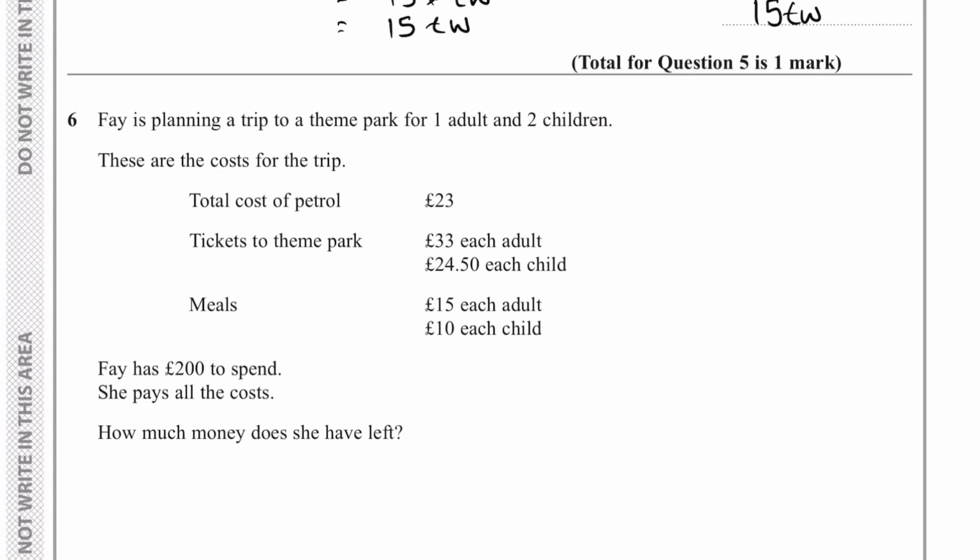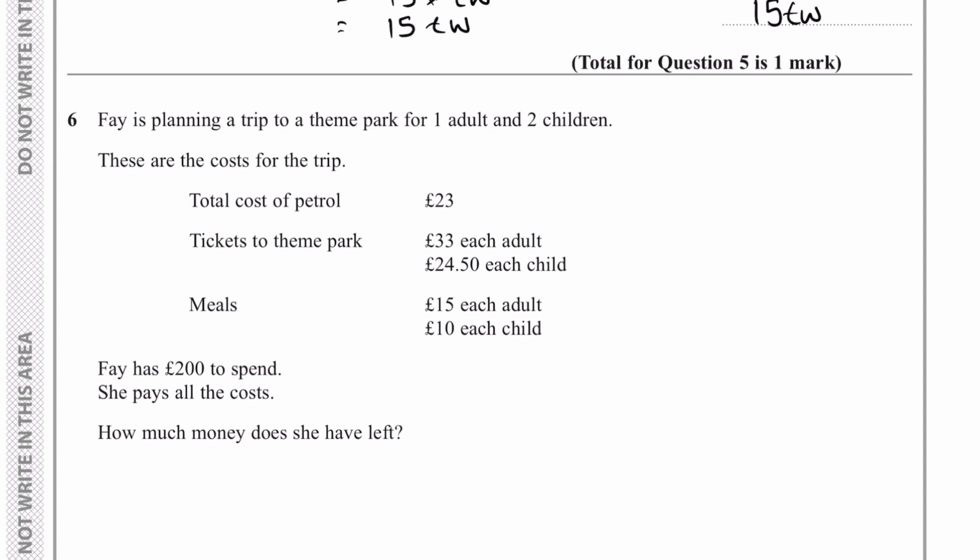Question 6 states Faye is planning a trip to a theme park for 1 adult and 2 children. These are the costs for the trip. Total cost of petrol is £23, tickets to theme park £33 for each adult and £24.50 for each child. The meals cost £15 each adult and £10 each child. Faye has £200 to spend. She pays all the costs. How much money does she have left?